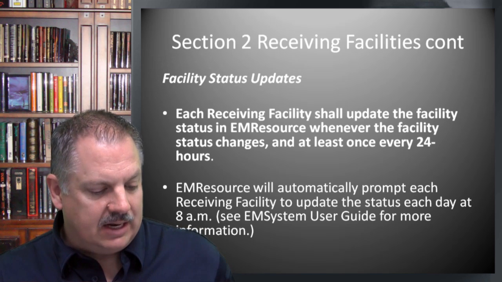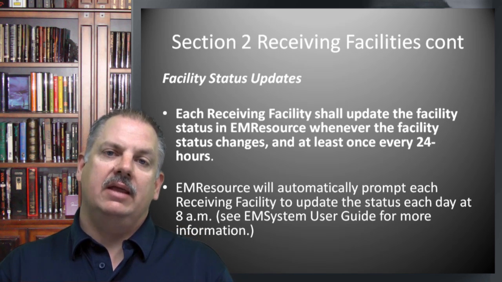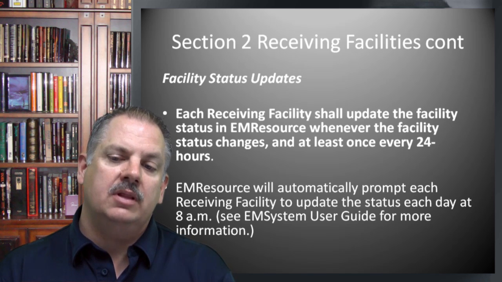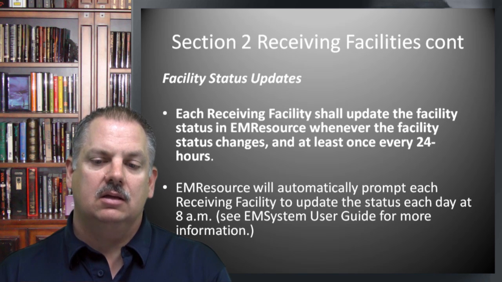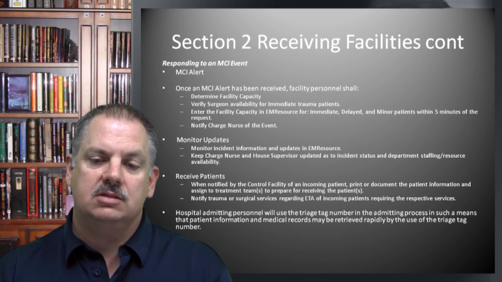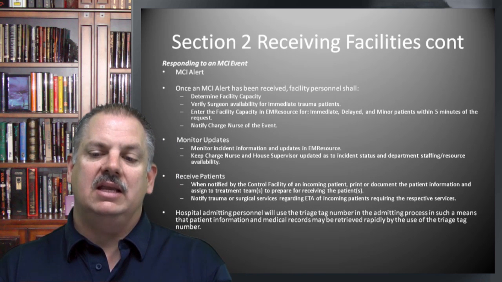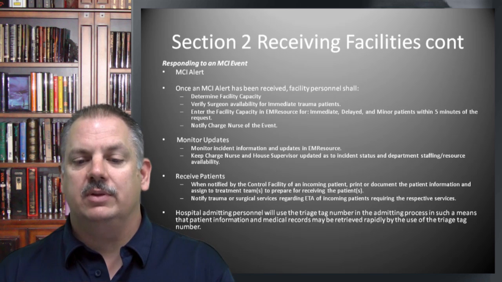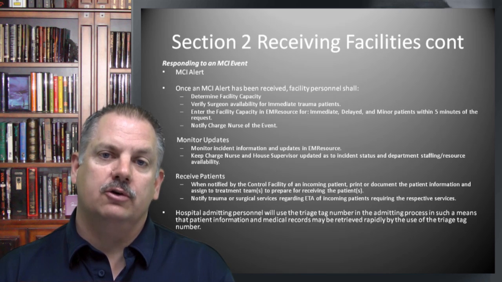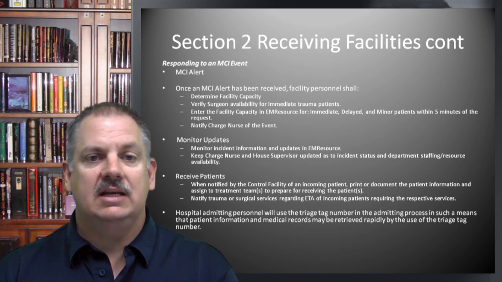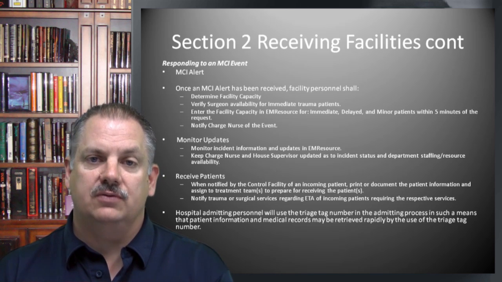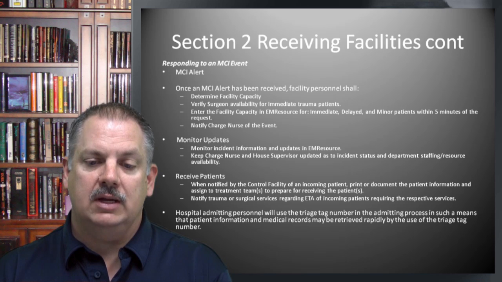So once an MCI alert has been initiated by the control facility, those individual receiving facilities need to determine their capacity and capability. They need to verify whether or not they have a surgeon available for the immediate trauma patients. They need to enter their capacity in EM Resource for immediate, delayed, and minor patients within 5 minutes of the request. So it's a very tight, quick turnaround for those receiving facilities. And it's again because this is information the control facility needs to know so that they can relay it to those folks in the field about where their patients are going to be going.